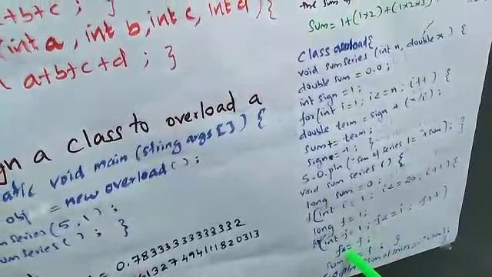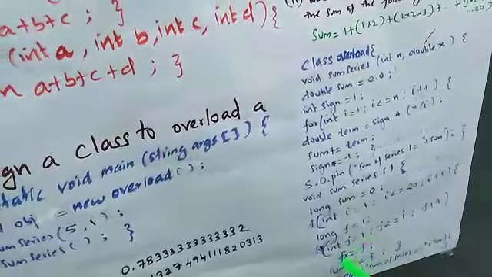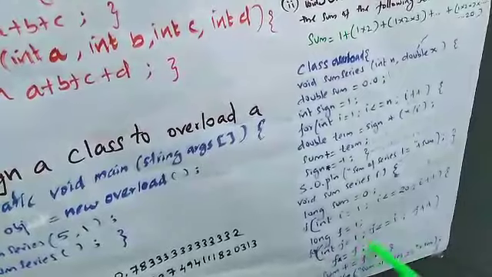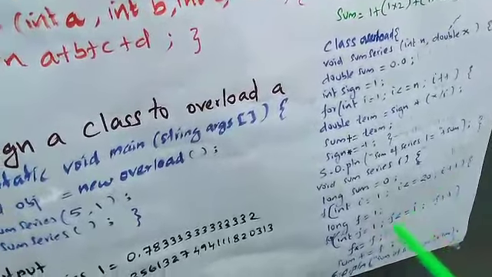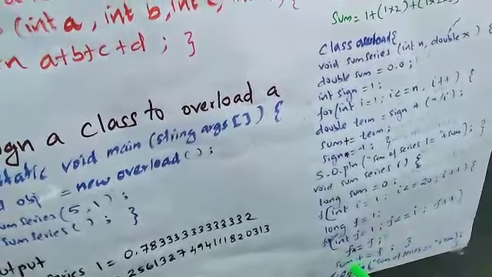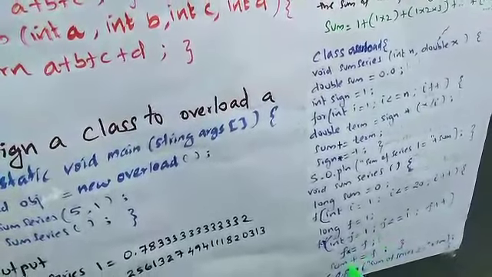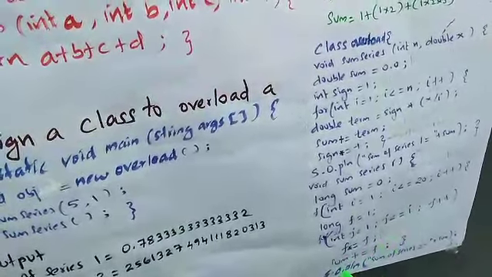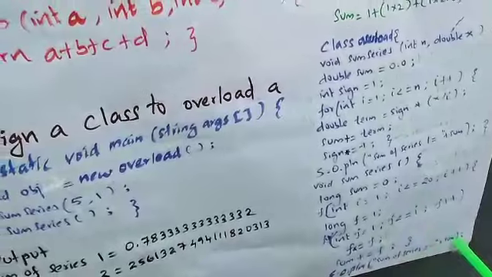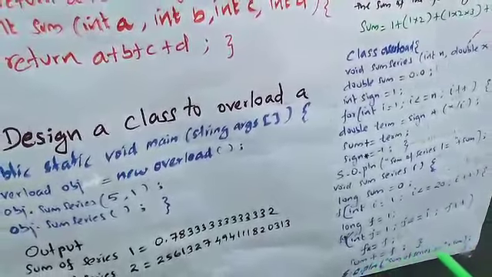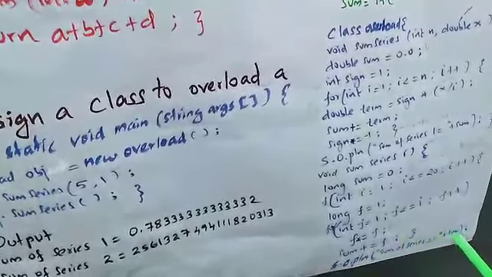So f into equal to j. You can also write f is equal to f into j. This part is the factorial part. Now whatever factorial we are getting, you have to add here: sum plus equal to f, or sum is equal to sum plus f. After that you have to print the sum. System.out.println sum of the series. Now we print the sum.